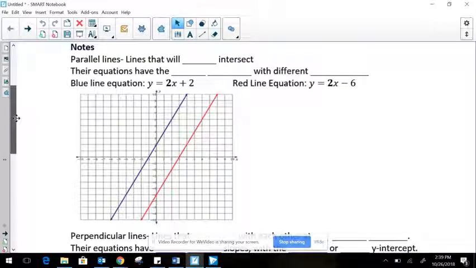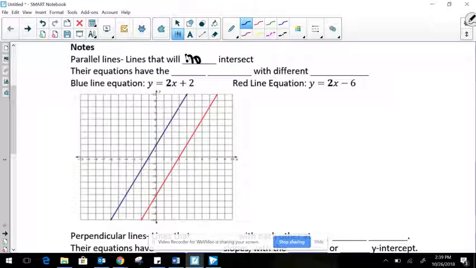So this top half here is talking about parallel lines. You can see on this graph, these two lines are never going to intersect. So the first part here, parallel lines that will not intersect. These lines are both increasing by the same amount.